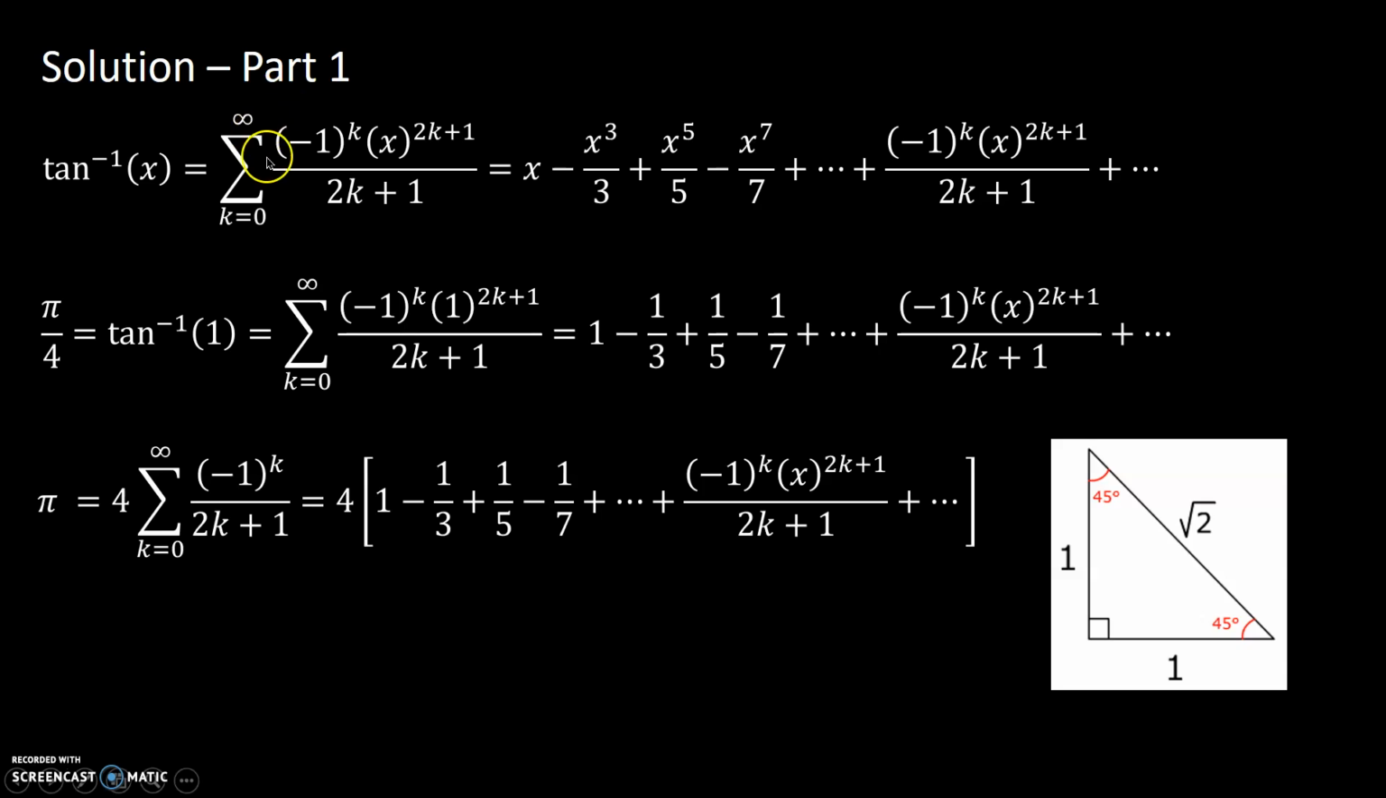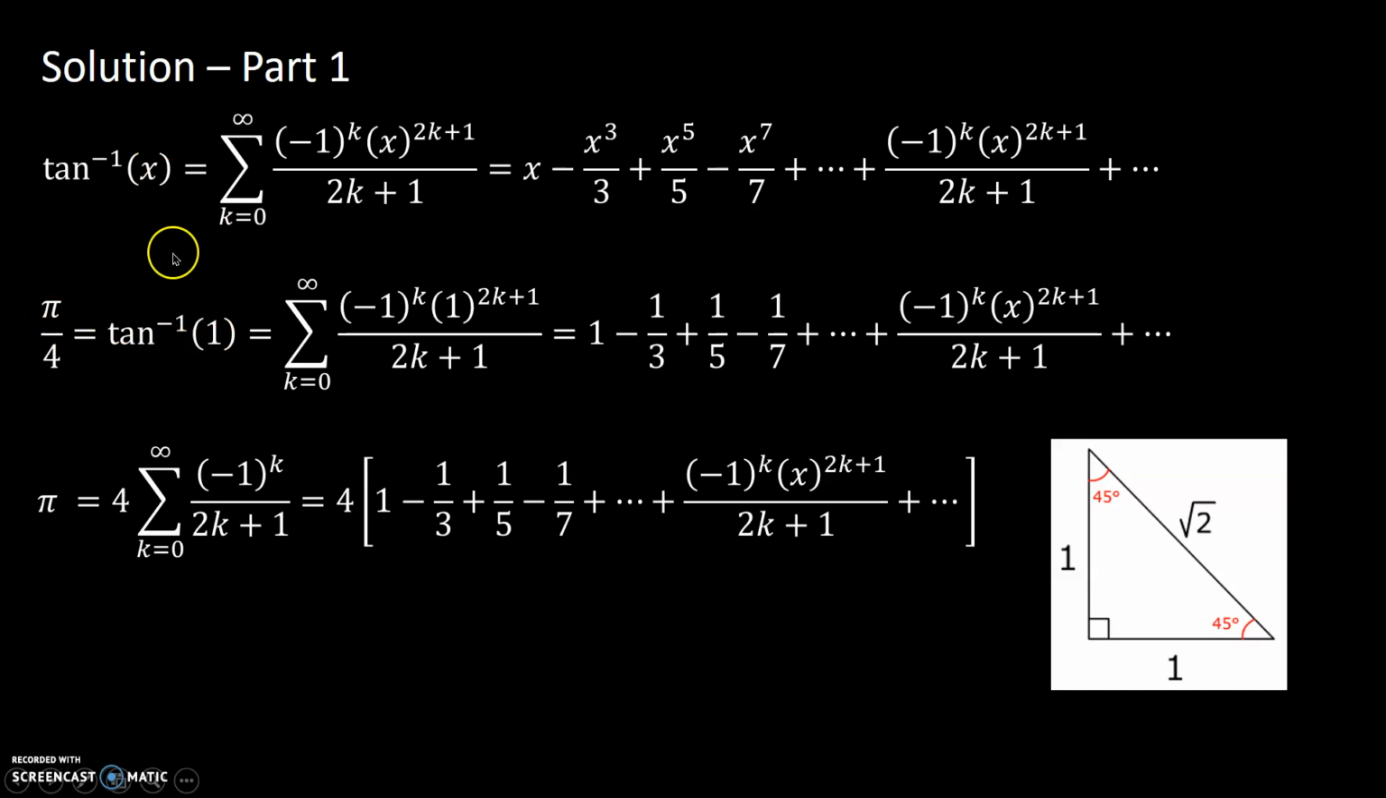So here on the solution, we start out with that arctangent series, which is the alternating sign of x values to odd powers divided by the odd numbers in the denominator. And looking at this triangle, we know that the arctangent of 1 over 1 is 45 degrees, which is pi over 4 radians. So the arctangent of 1 over 1 is pi over 4.